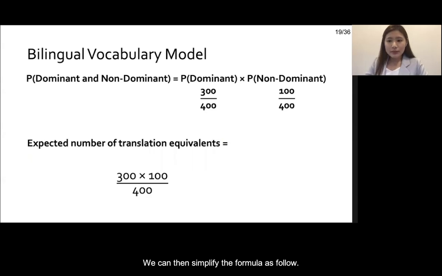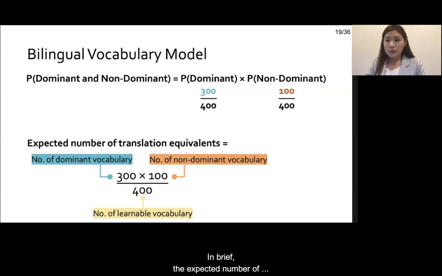We can then simplify the formula as follows. In brief, the expected number of translation equivalents can be calculated by the number of dominant vocabulary times the number of non-dominant vocabulary divided by the number of learnable vocabulary. In this example, it gives us a total of 75 translation equivalents.